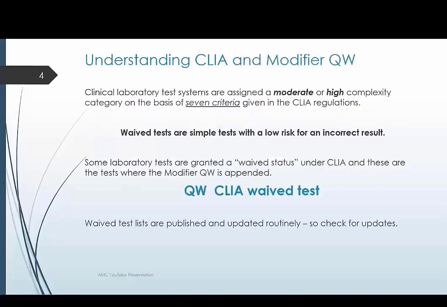There are 7 criteria that are used to determine whether a lab test is moderate or high in complexity. Now, these 7 criteria are established under the CLIA regulations. Waived tests are considered simple and low risk. The modifier QW stands for CLIA waived test, and we're going to talk about what a CLIA waived test is and when we apply QW in just a moment.